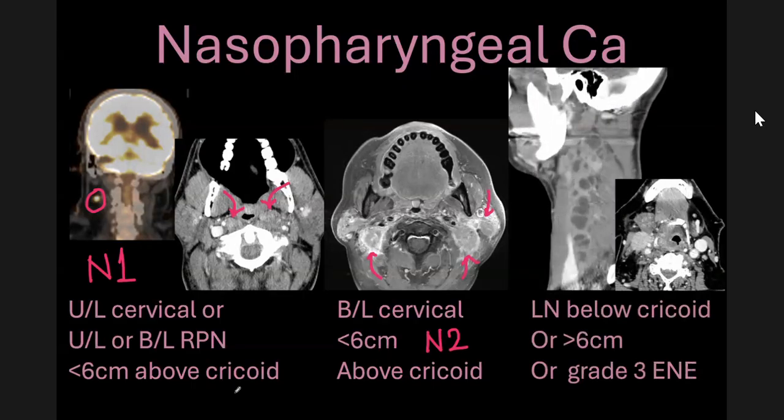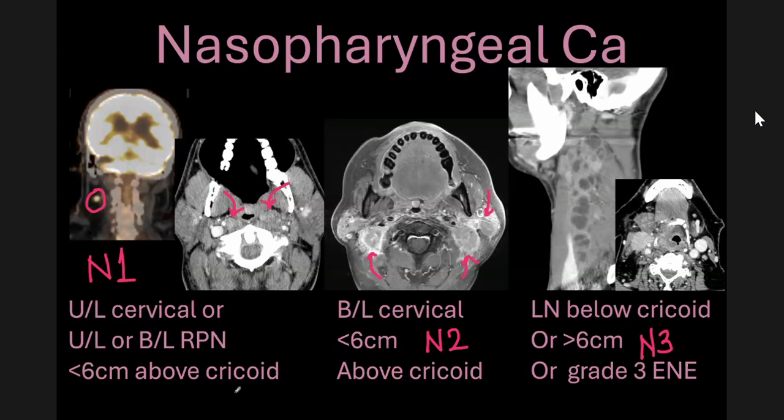And then N3 stage is when you start seeing lymph nodes below the cricoid cartilage. So lymph nodes below the cricoid cartilage, if the lymph nodes are more than 6 centimeter, or if the lymph nodes show extranodal extension. And here, we talked about the different grading of extranodal extension, grade 1 being indistinct margins, grade 2 being lymph node conglomeration, and grade 3 being frank invasion of the adjacent structures. Grade 3 ENE actually is the only ENE that is relevant for N3 staging of nasopharyngeal cancer. So if you see grade 3 ENE, only then you grade it into N3 stage for nasopharyngeal cancer.